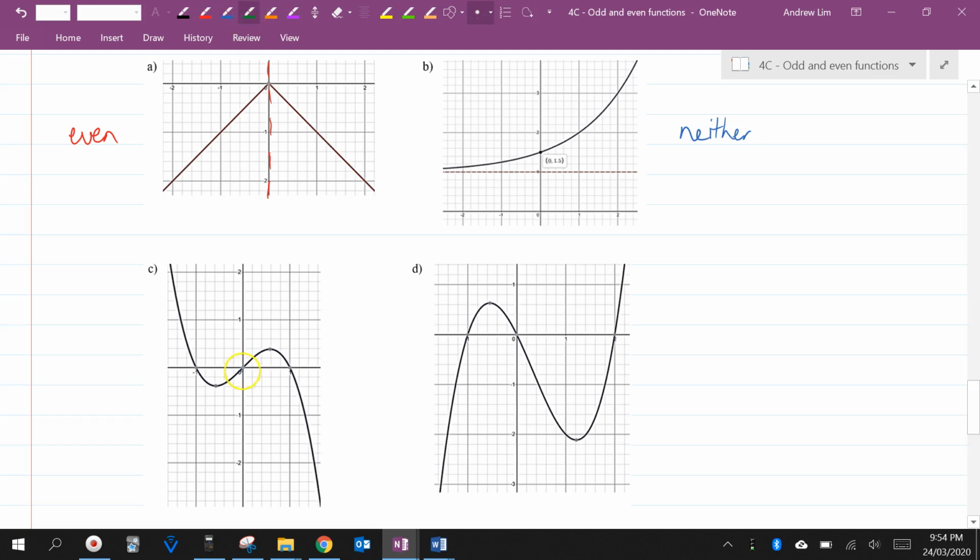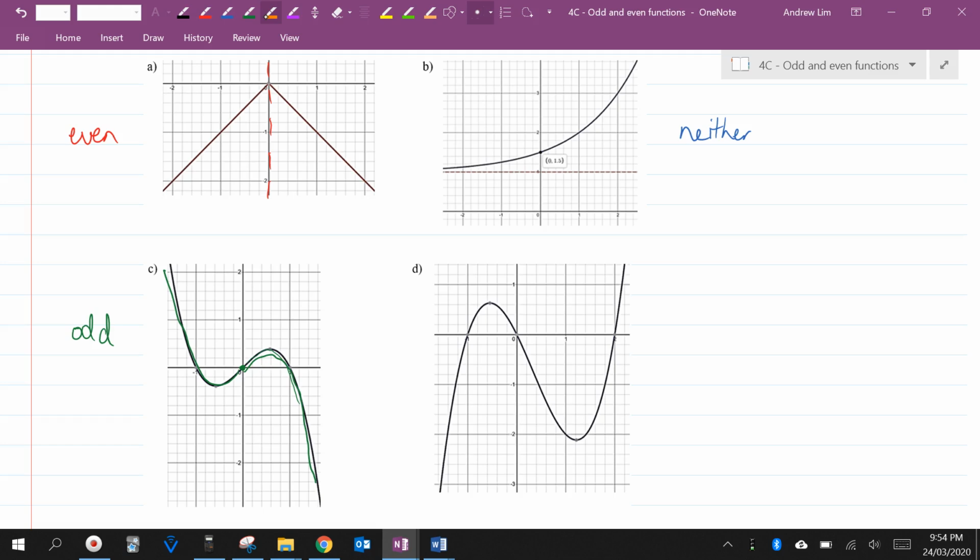What about question C? Here's our origin. If I were to draw the y-axis, is that a reflection across the y-axis? No, it's not. It's not split in half. It's not a mirror image, so it's not even. But with my origin, if I were to rotate this 180 degrees, would it look exactly the same? Well, this bit here would come up here. This bit here would come down here. So, it is odd, because when we rotate it 180 degrees, it is exactly the same.